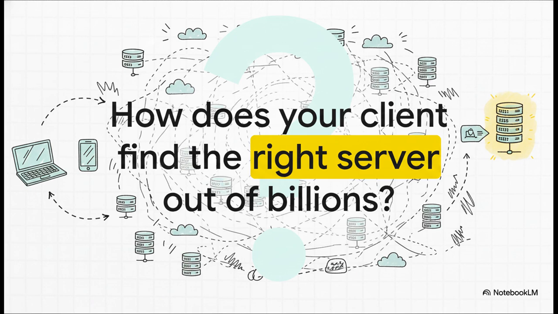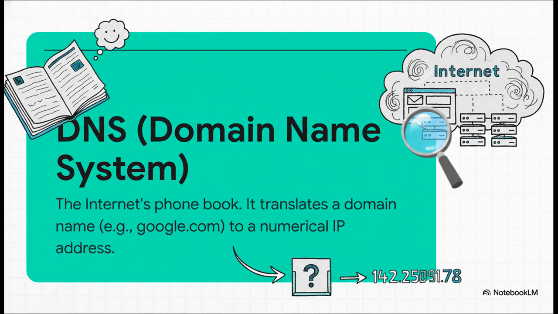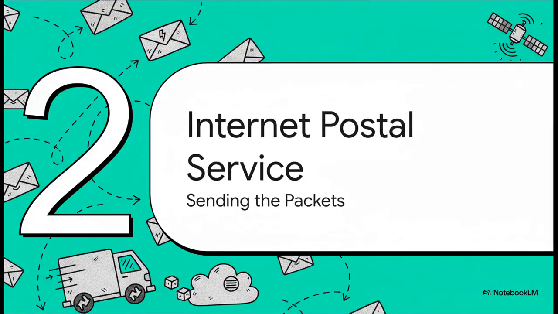Okay, so this brings us to our first major hurdle. The internet is absolutely massive, right? We're talking billions of connected computers. So how in the world does your device know which one of those billions of servers is the right one? It needs an address. And that's where this thing called DNS, the domain name system, comes into play. The best way to think about it is as the internet's phone book. See, we humans are good at remembering names, like Google.com. Computers, not so much. They prefer numbers, like this IP address here. DNS is the magic that translates the name we can remember into the number the computer needs to find its way. So now we've got the address.